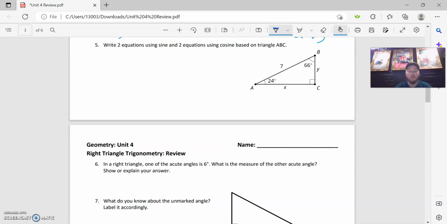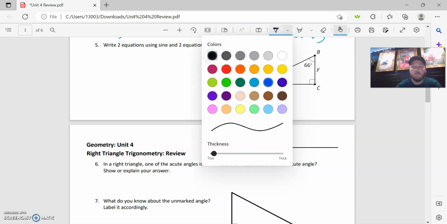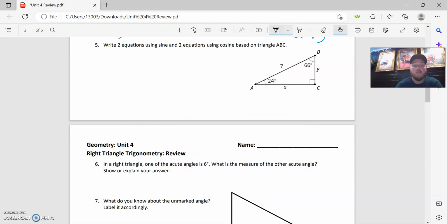Okay, guys, here's number 2, starting with question 5, right? So, 2 equations for sine, 2 equations for cosine. Let's get started. Let's just do black. So, we'll do sine first.